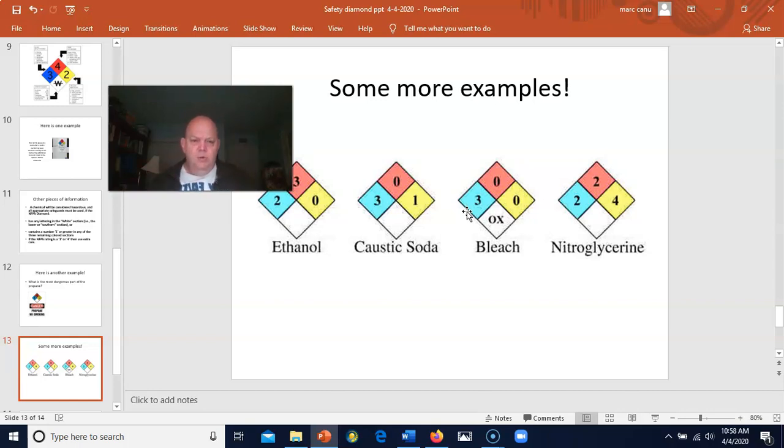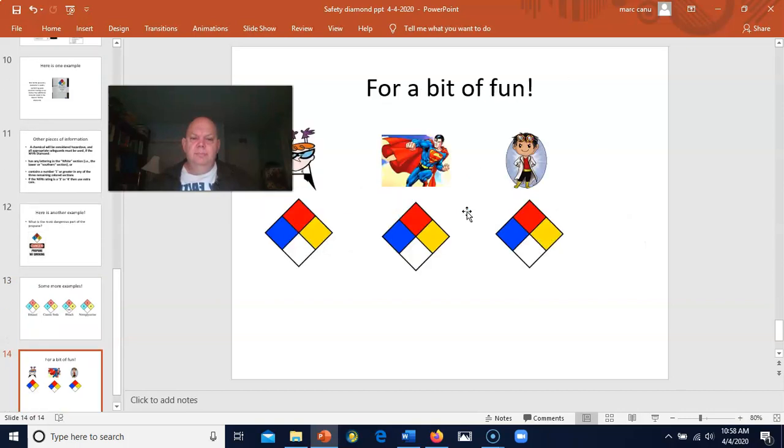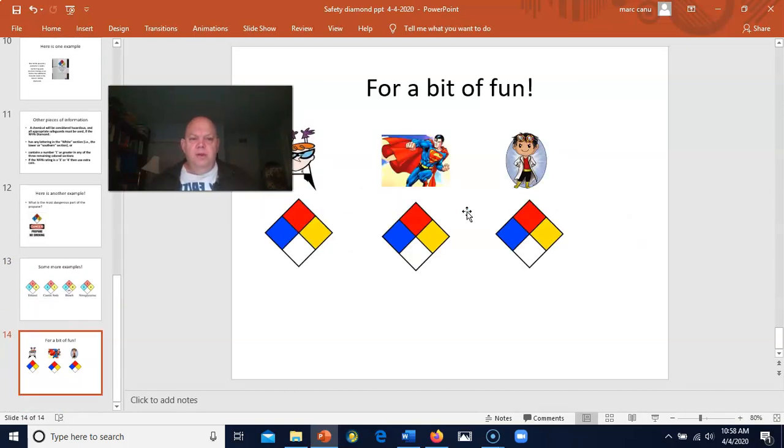Okay, so with that, ladies and gentlemen, for a bit of fun, what hazards are these little characters? And really, when you think about what was the objective for this, why were we doing all this? I wanted you guys to know what the safety diamond was about. What did the colors mean? What did the numbers mean? What did the symbols mean in the special hazards section? Because who knows, that could be useful information for you in the future.